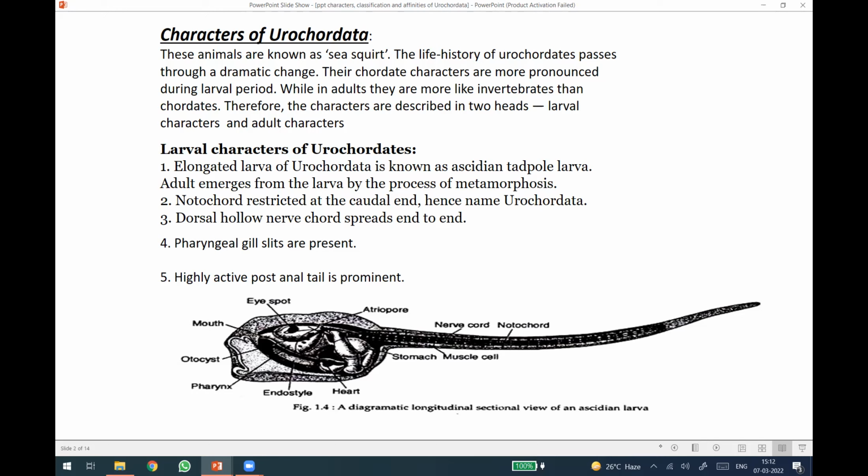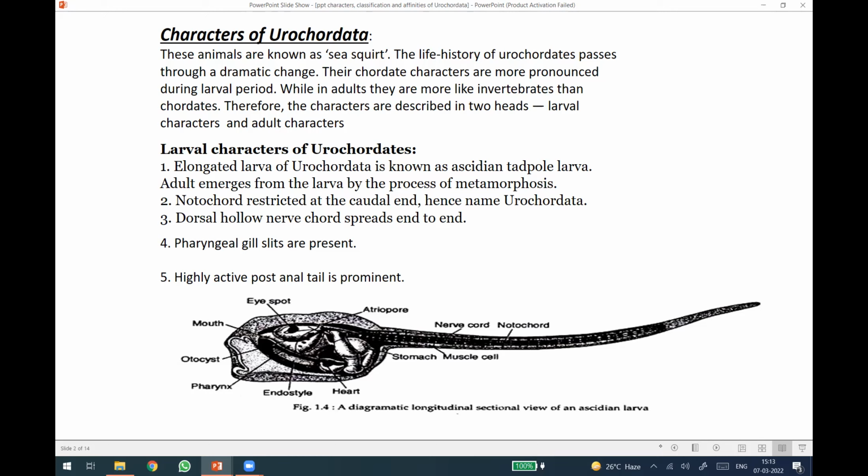But the phylogeny of these can be debatable, dramatic, in which the larval forms have a very prominent tail. The two main chordate features of Urochordata, that is the dorsal tubular nerve cord and the notochord, are present in this tail region of the Urochordata.